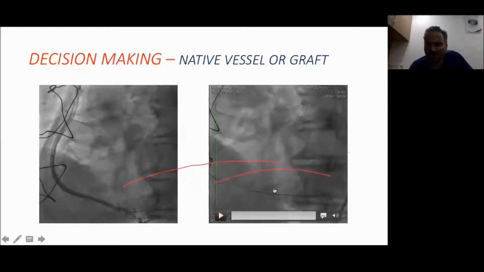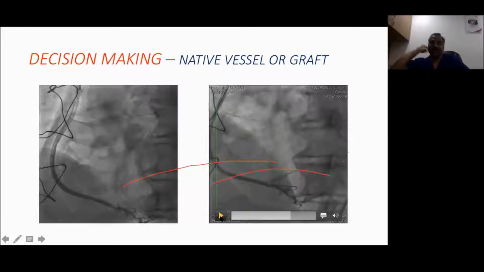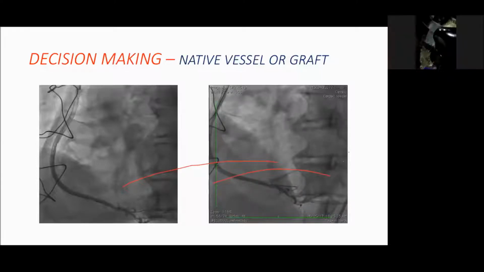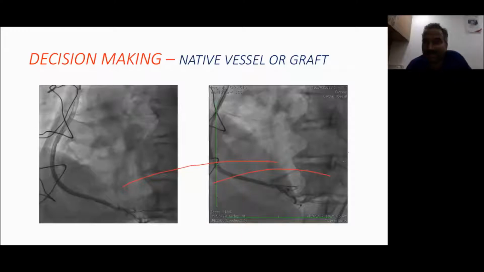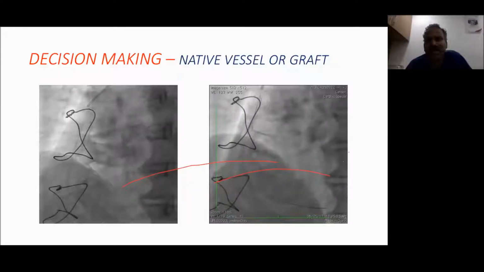You can also appreciate that before there was no flow into the PL, but now even the PL is filling from the venous graft. So when you have both native vessel and venous grafts, you always have to weigh the benefits and problems of intervening on grafts versus native vessels, and also take the cost factor into account, and based on that try to optimize treatment for your patient. But in general, venous grafts beyond a decade are not ideal for intervention.